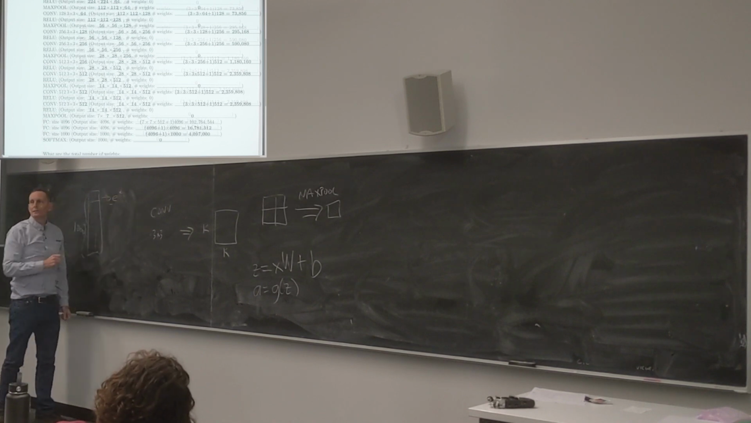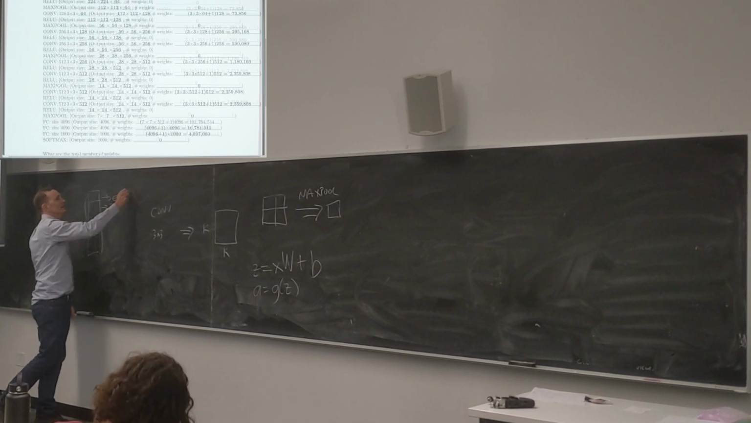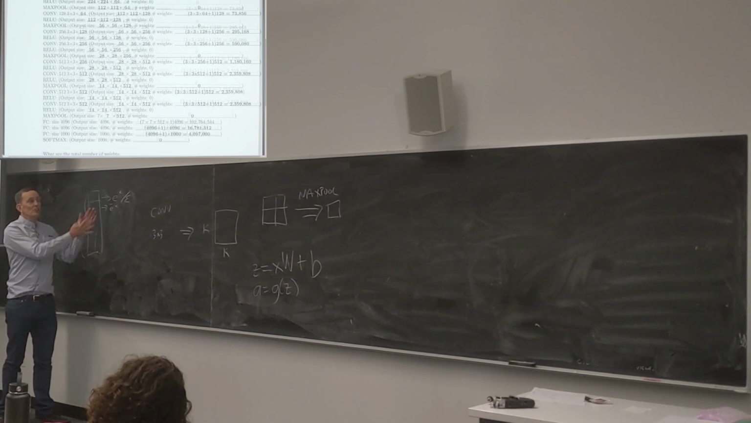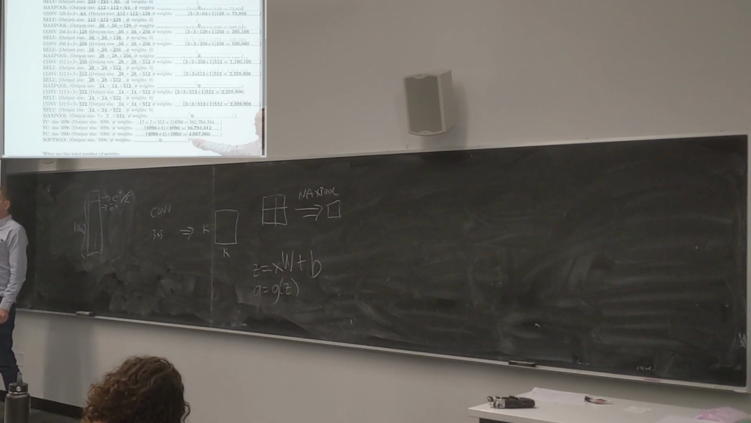Takes e to the x for all these, and then divides by the sum of the e to the x's, giving a probability. But there's nothing we need to do here weight-wise. We just apply the exponential function, sum them all up, divide by the sum. So that's 0 as well.